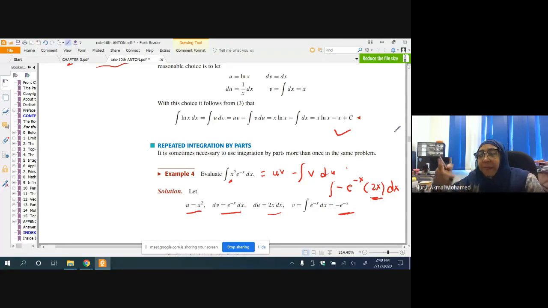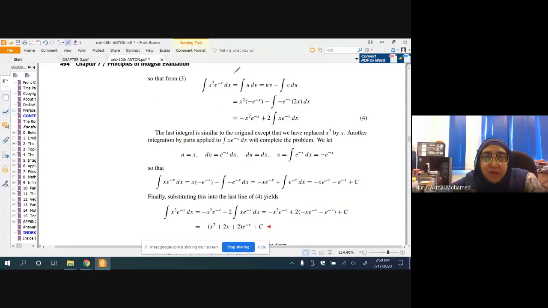So by applying integration by parts once again, there's hope that we can reduce this variable of order 1 to a constant. If this part is reduced to a constant, then we can easily integrate this part, this integration of v. So that is what we're going to do. Up to this part we have done.